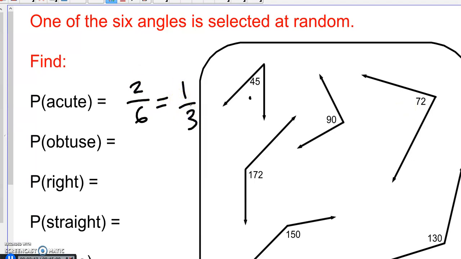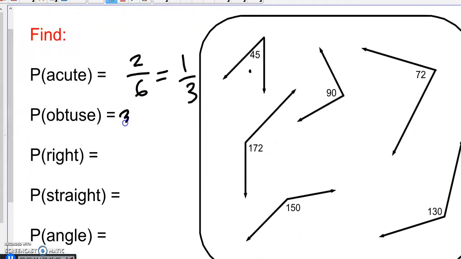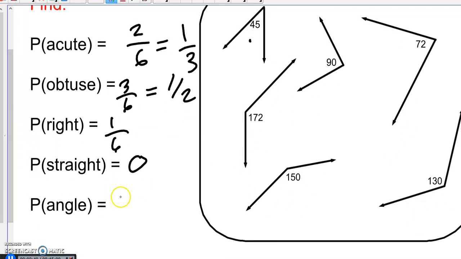The probability that it is obtuse: 3 of the angles are obtuse out of our total of 6, which simplifies to 1/2. The probability that it is right: only 1 of the angles is right, so that's just 1/6. The probability that it is a straight angle: none of the angles are straight, so the probability is 0. There is no chance that you'd pick a straight angle. And the probability that you'd pick an angle is a weird question, but the answer is just 1. Of course you're going to pick an angle. All of those count as an angle.